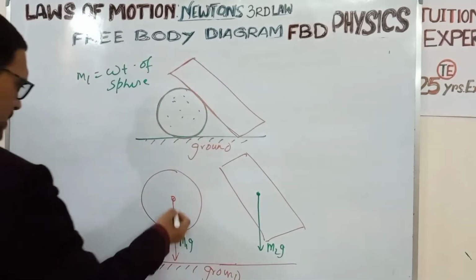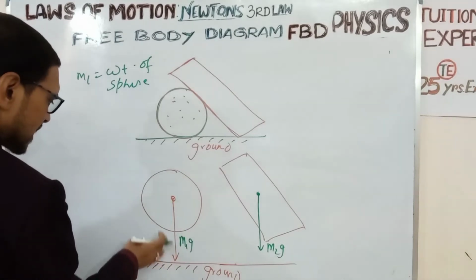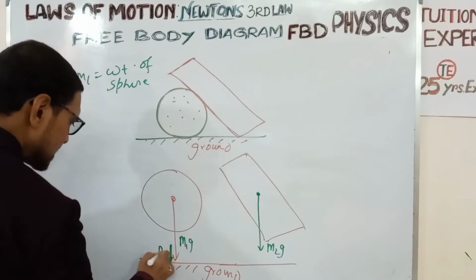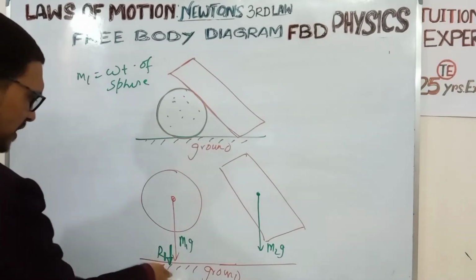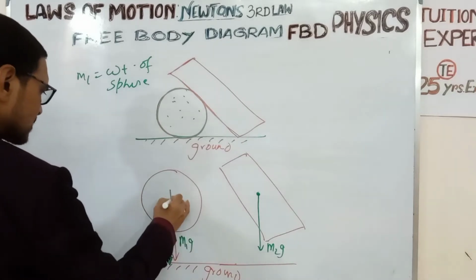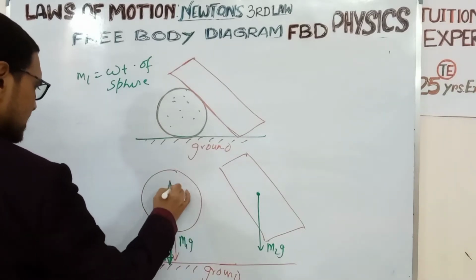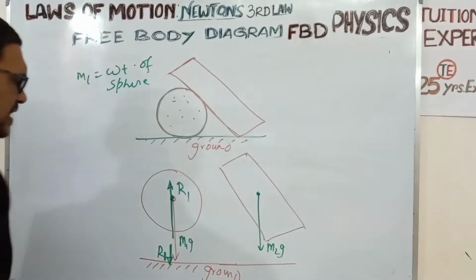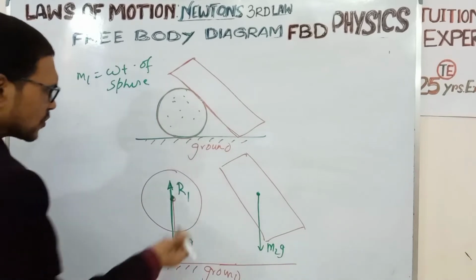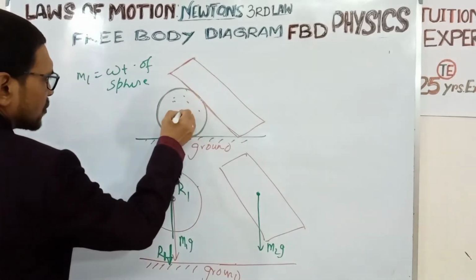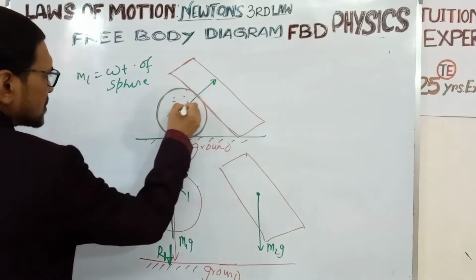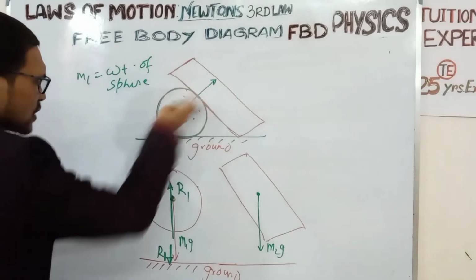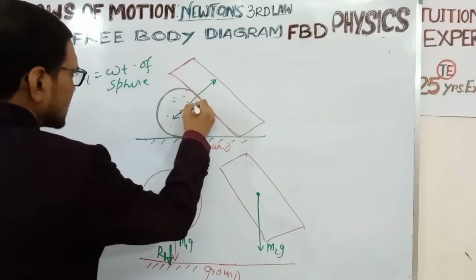Now for the sphere and ground there is an action and reaction. If this is the action by the sphere on the ground, then the reaction acts from this, reaction R1. Now here a contact force is present. This body and this body touch each other. So the contact force always acts through the normal. Contact force always acts along the normal. Okay, so this is the normal line.